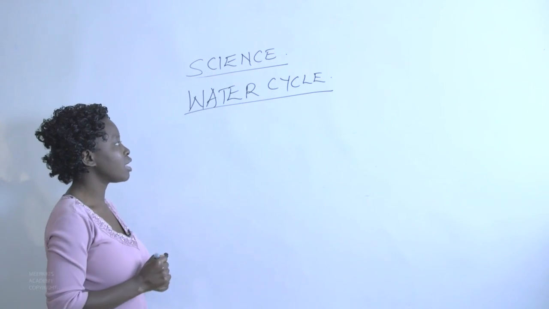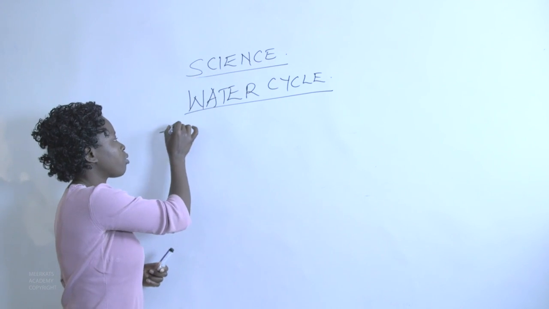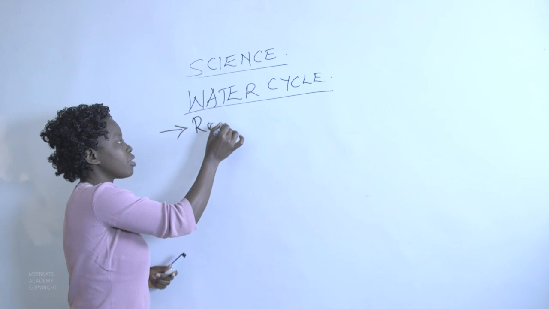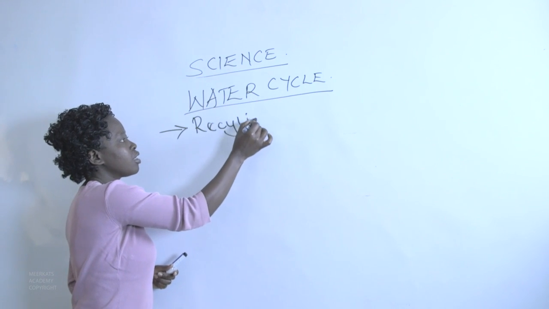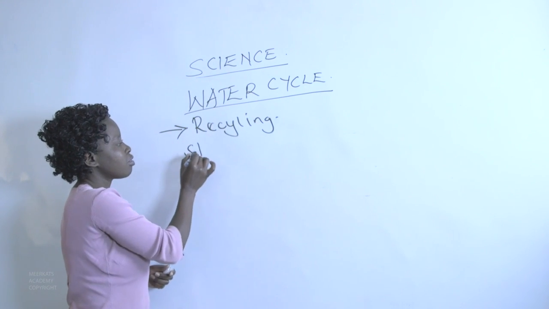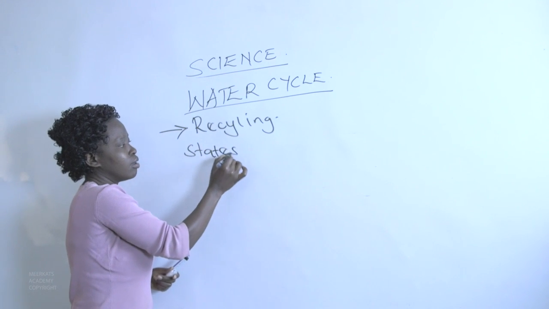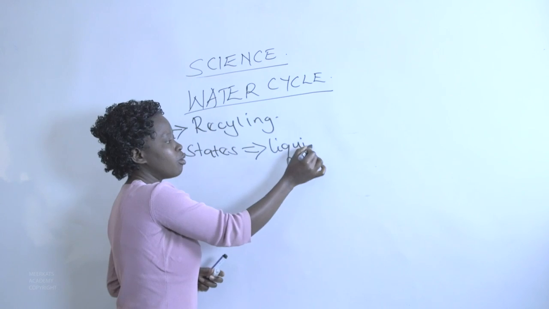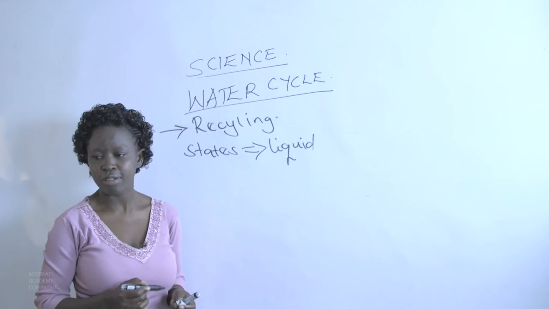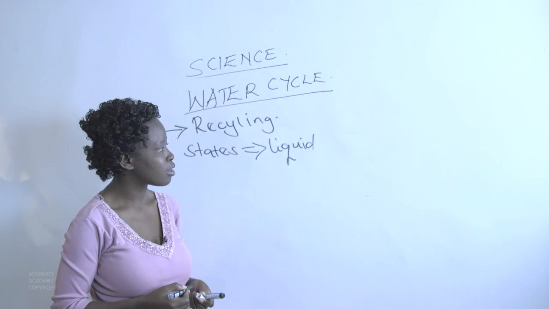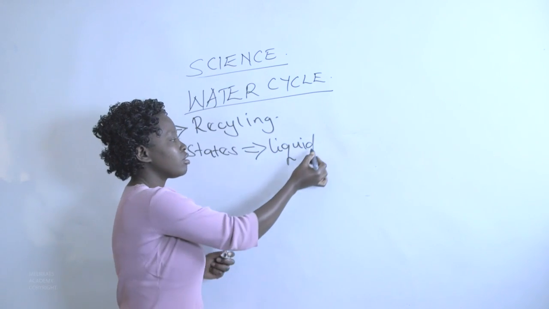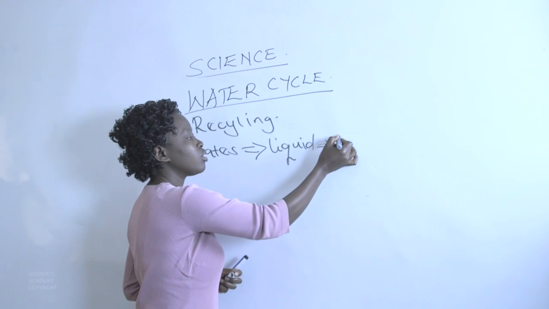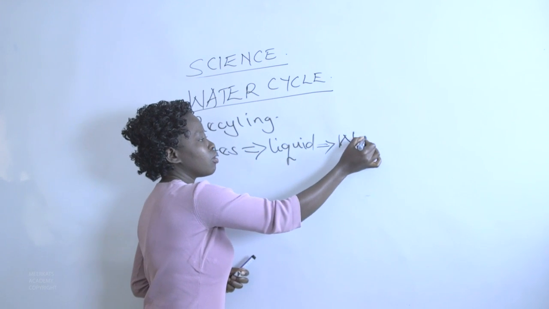So as the water is undergoing this natural process, recycling itself, it changes its states. It changes from water in a liquid form in water bodies, that is oceans, seas, lakes, and so on. This water in a liquid state changes into water vapor.